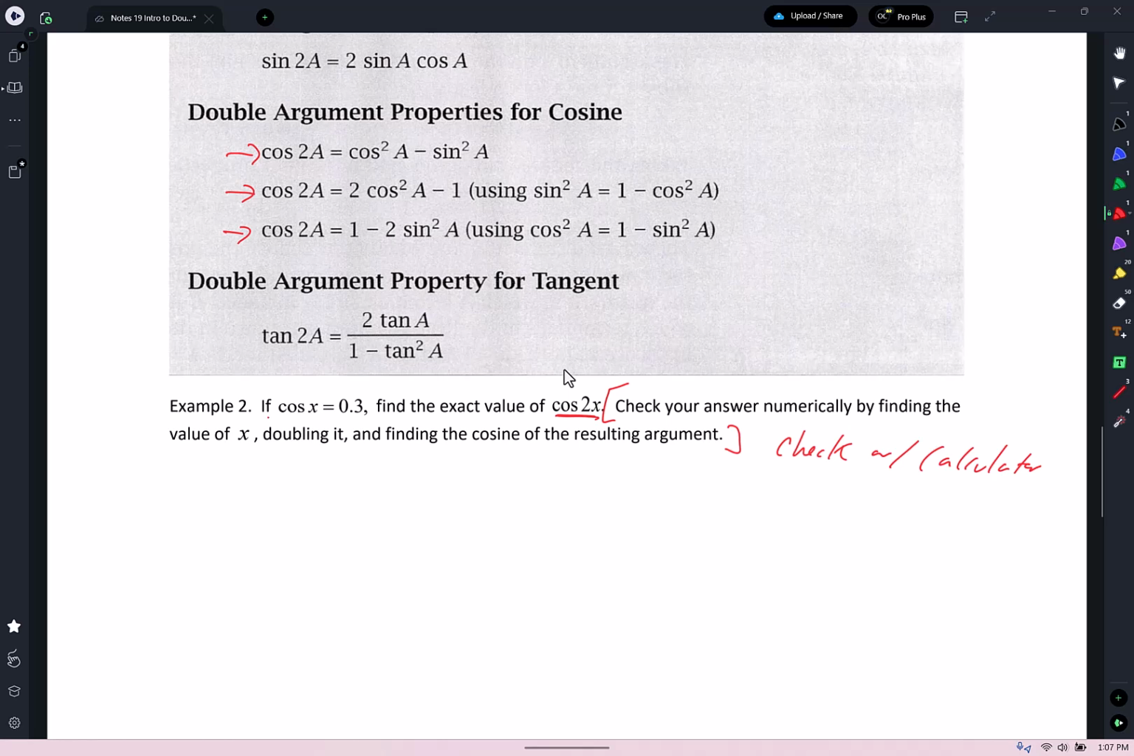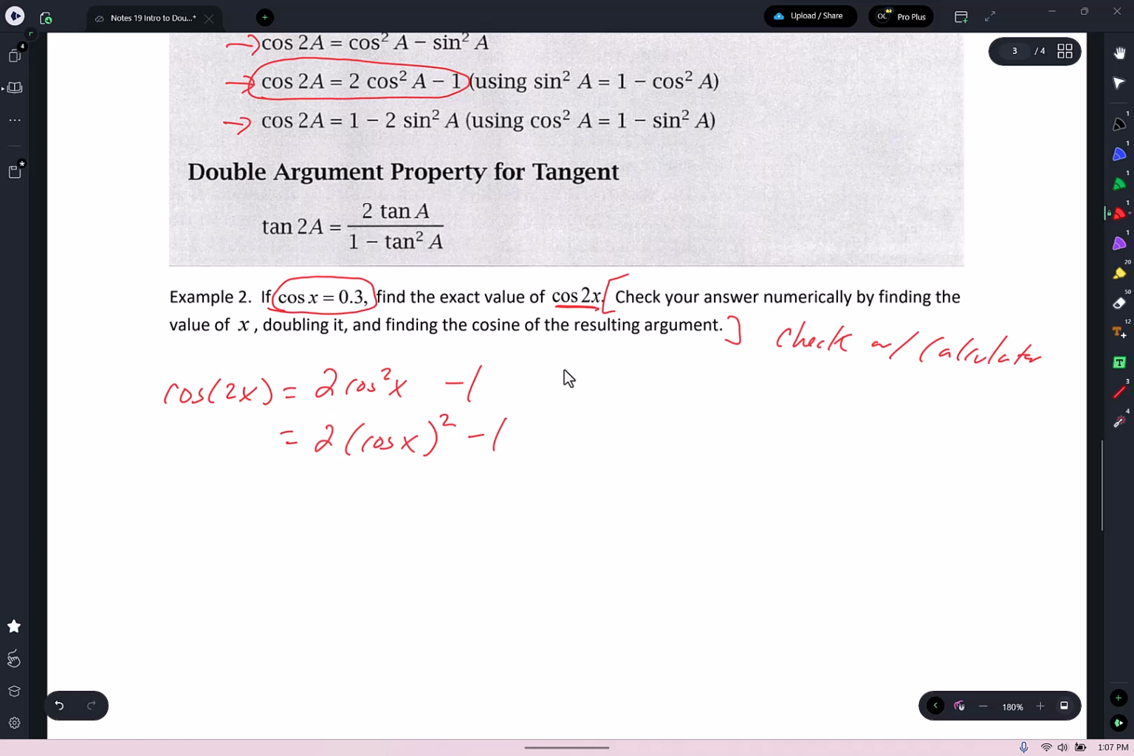Notice they give you cosine x. So you could, if you wanted to, find what sine x is, but just use the formula that just uses cosine x. Cosine 2x equals 2 cosine squared x minus 1. So what is that? 2 parentheses cosine x, whatever that is, square it, minus 1. Because that's what cosine squared means, right?